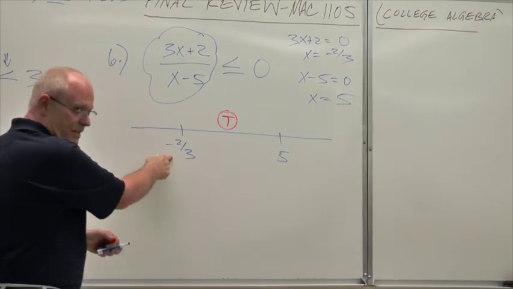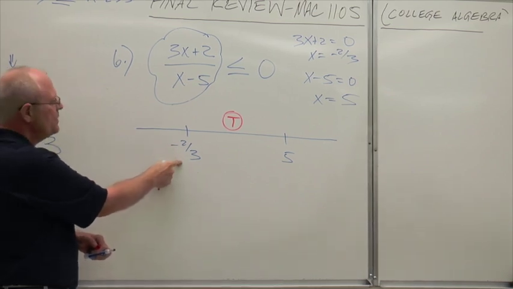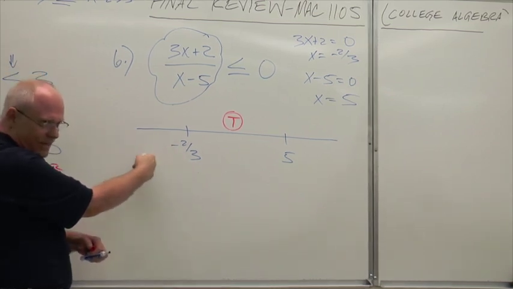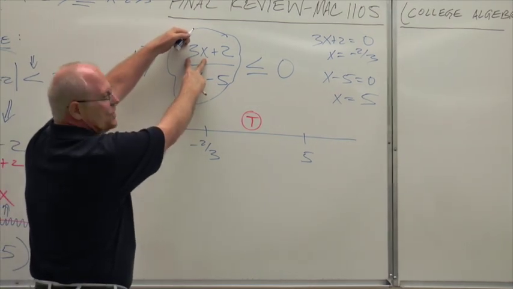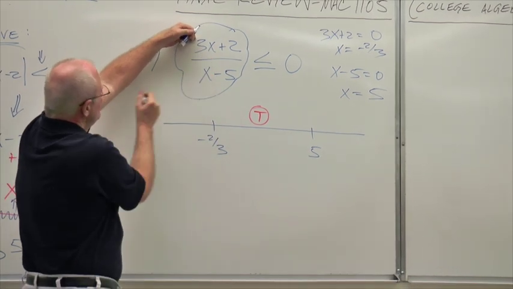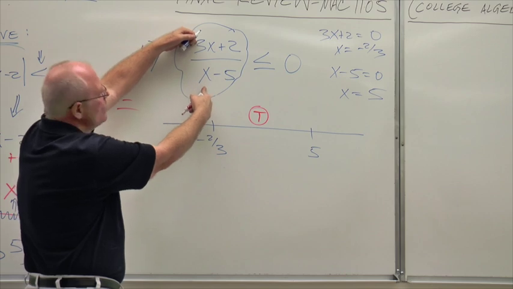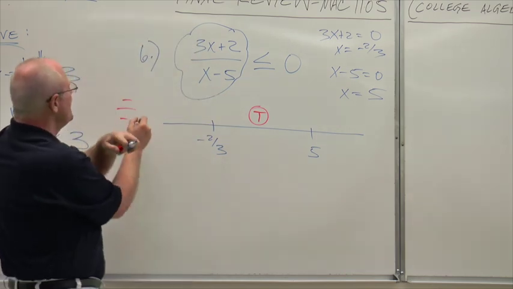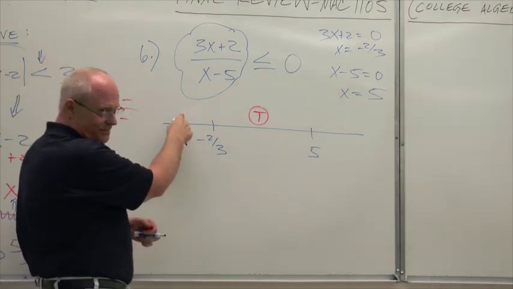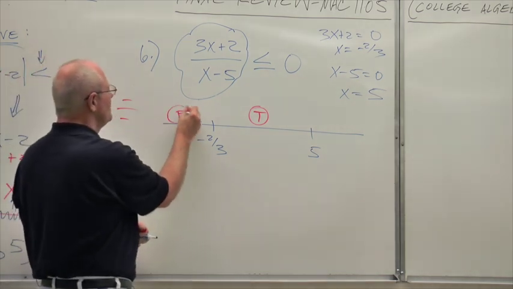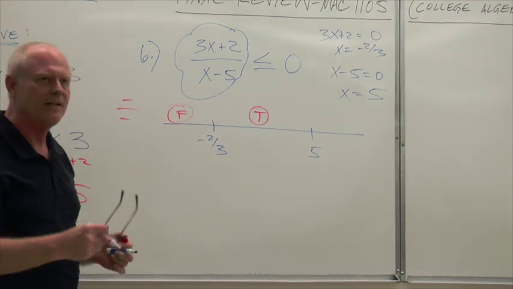What about this region? Well, what's a nice number to plug in down here? Well, this is negative 2/3. How about negative 1, right? Isn't that to the left, right? If you plug a negative 1 in here, you get negative 3 plus 2, which is a negative, isn't it? And you plug a negative 1 in here, negative 1 minus 5 is a negative 6, which is a negative. What's a negative divided by a negative? A positive. So it's false. Very good. Okay. False, right? A positive number is not less than or equal to 0.